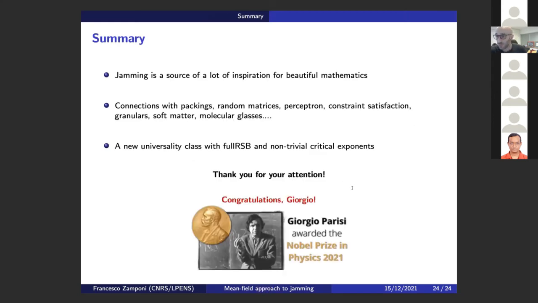So with this, I want to conclude. Jamming, I think, is a nice source of inspiration to do nice mathematics. It is connected with many real-world problems: packings, constraint satisfaction, granulars, soft matter, and so on. And it's a kind of new universality class of full RSB systems because it has different exponents from the SK model. And it seems to work very well down to 2D, which is very interesting, and I think should be better understood. So thank you very much for your attention.